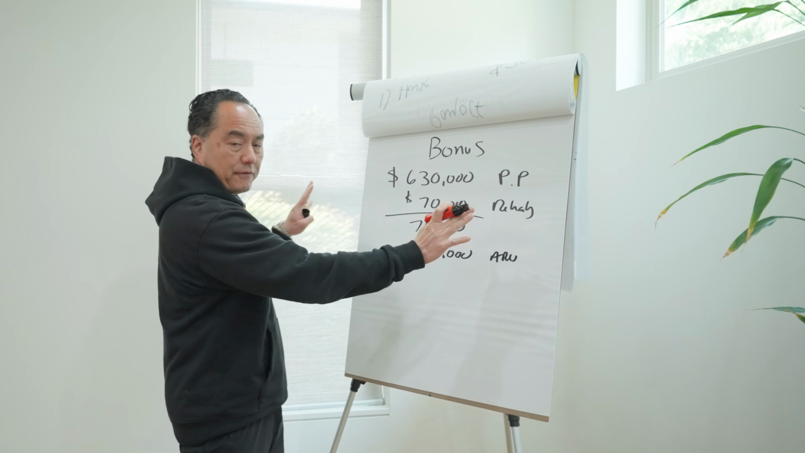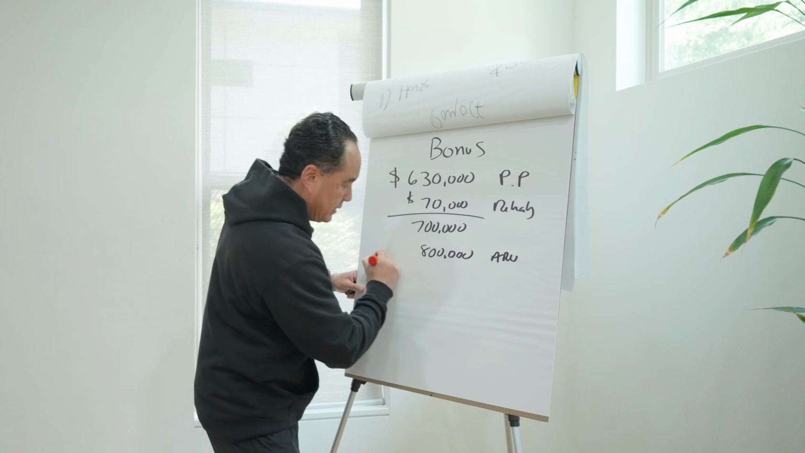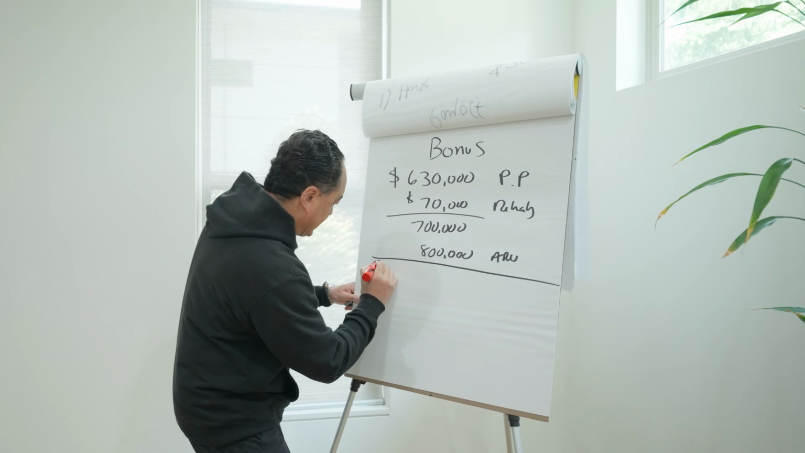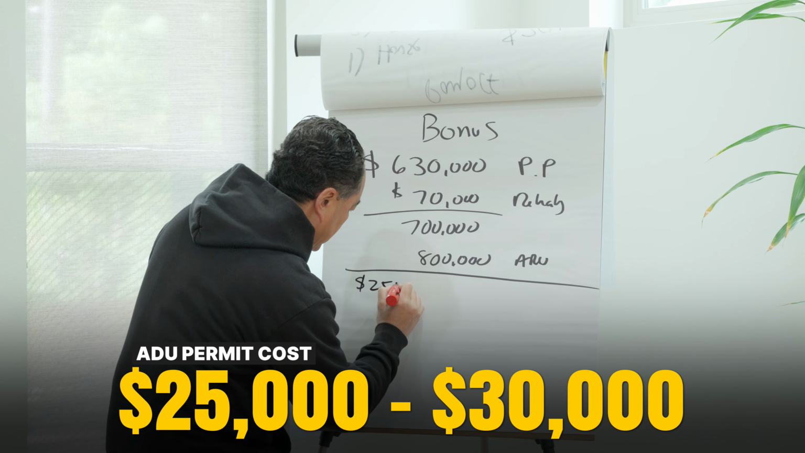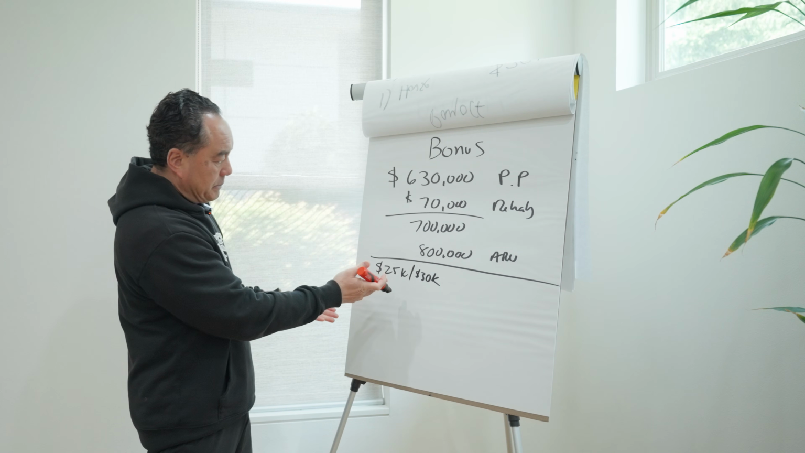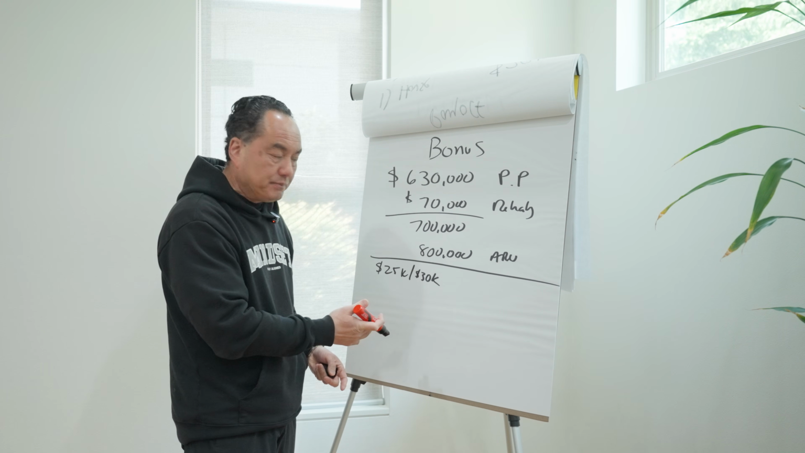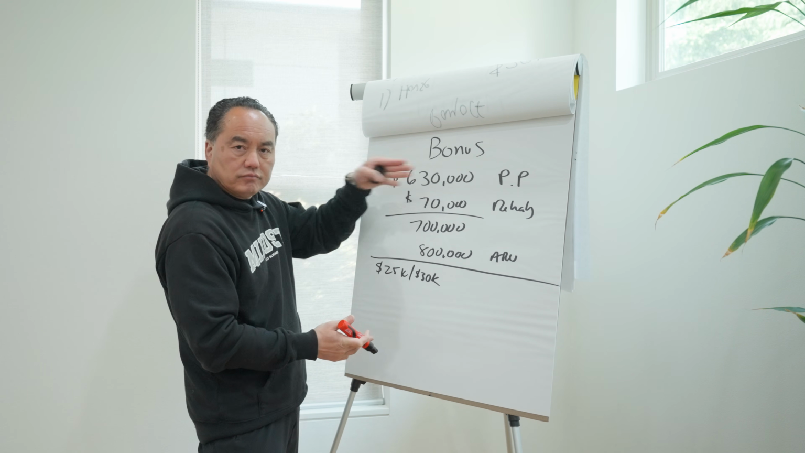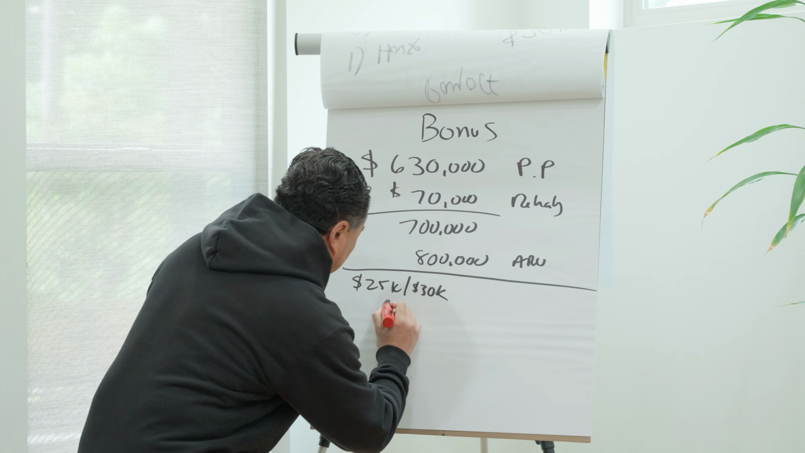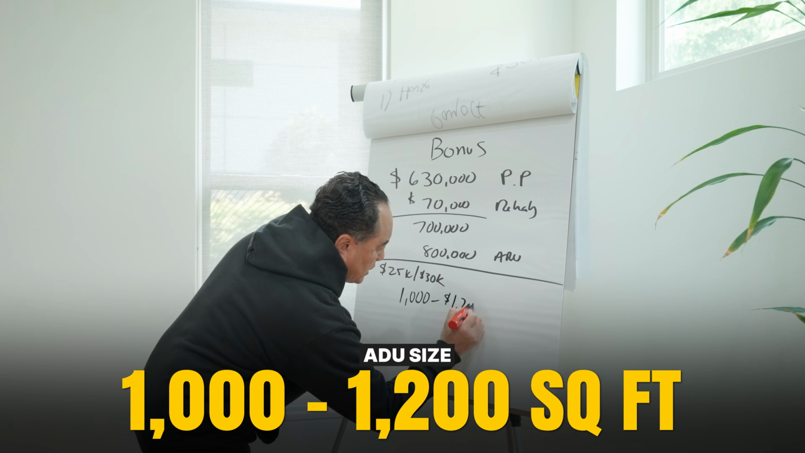So now, as that front house is getting rehabbed, in the back, we go get plans and permits. Like I said, it costs $25K to $30,000. By the time this is done rehabbing, typically it takes about 5 to 6 months to get plans and permits. Once this is done, turn that into a rental, okay? The back, basically 1,000 square feet to 1,200 square feet.